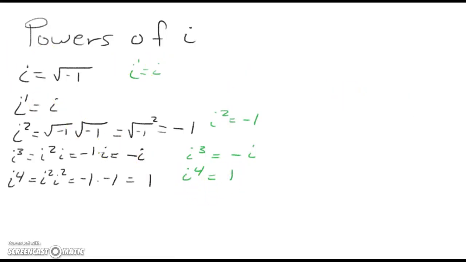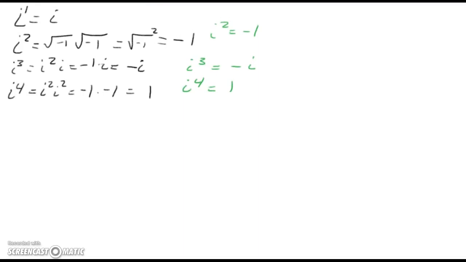But just for practice sake, we're going to do a couple other powers that are larger than this, because you'll see them in your problem set. So let's move straight on to 5. i to the fifth power is the same thing as i to the fourth power, which we know is 1, times i. So 1 times i is just i.